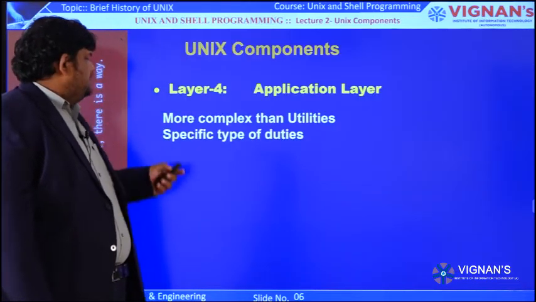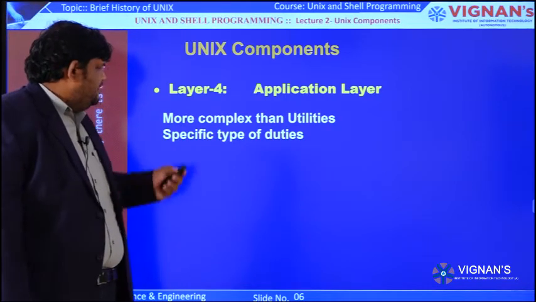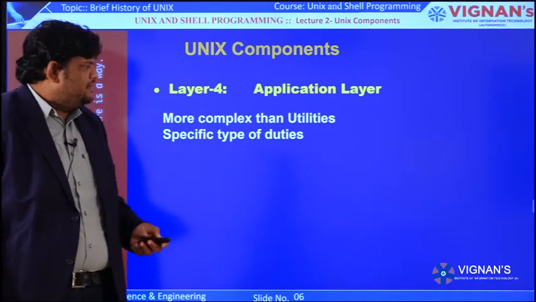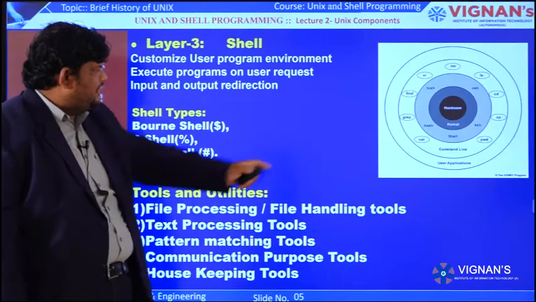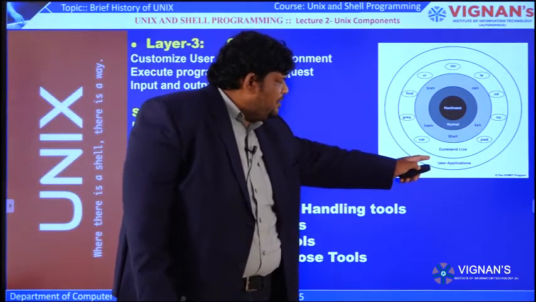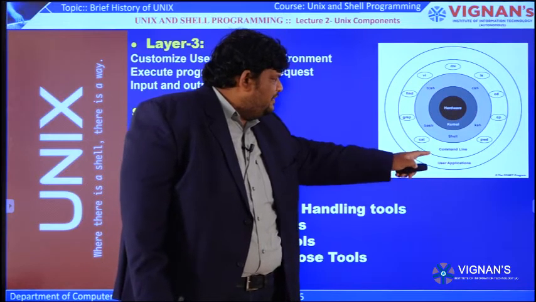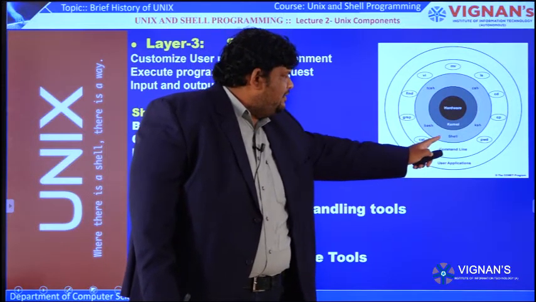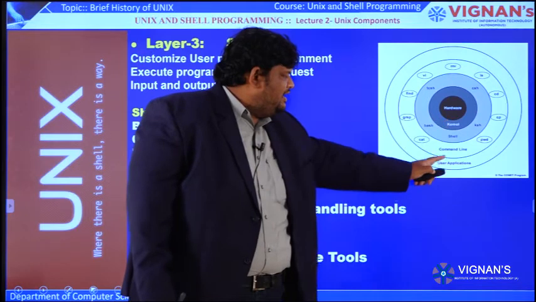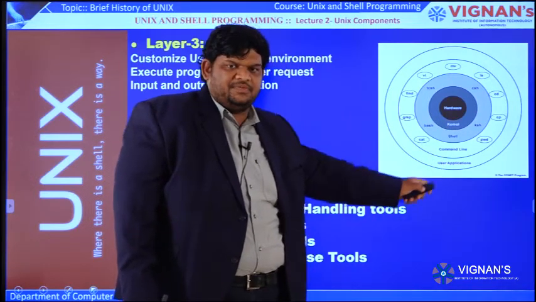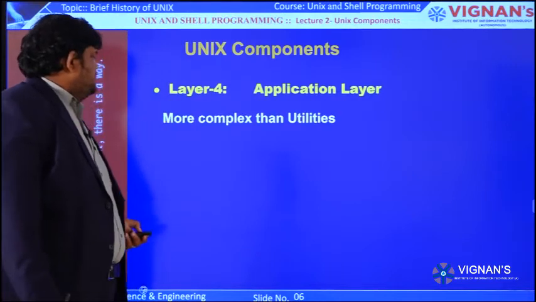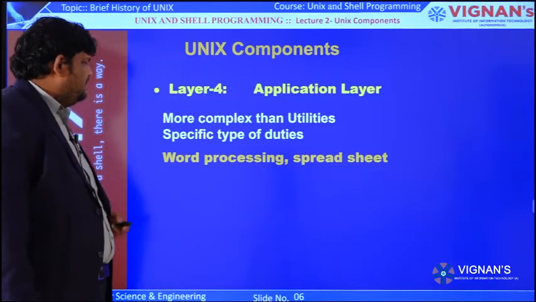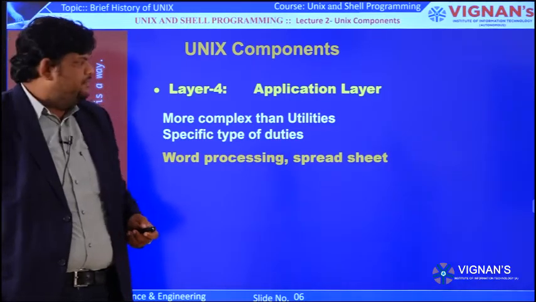Application layer. It is more complex than utilities, and it is also known as specific types of duties, for example, word processing and spreadsheets. If you see this architecture once again, these are the applications: PowerPoint presentations, spreadsheets, whatever it may be. This all comes under the application programs. That is also through the shell, and with the help of the kernel only we can execute all user application programs. So it is more complex than utilities, and it contains some specific types of duties. Example, word processing and spreadsheets.